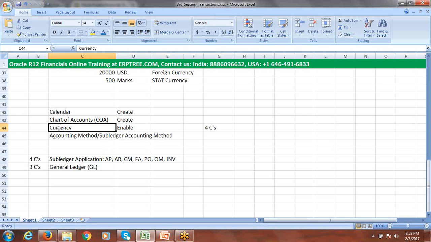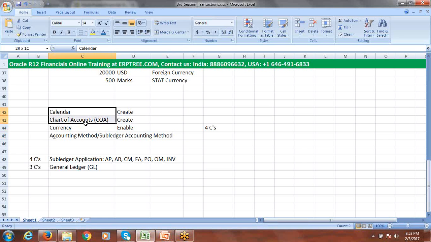Oracle is providing all currencies as seeded, meaning all currencies will come along with the product. When you take the license from Oracle, all currencies will be available. In the same way, the accounting method is also available. You no need to create your own accounting method. If at all you want to change something, you can modify it. That I'll show you in the system how to do it, but generally you no need to create it.